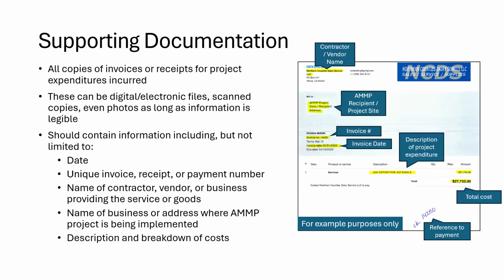For example, if you have a receipt or vendor invoice, but only part of what's on there was for the AMP project, you can note, circle, or highlight the portion that's being included in the reimbursement request. Alternatively, as a reminder, you can also use the description line in the proof of expenditures to help provide context.